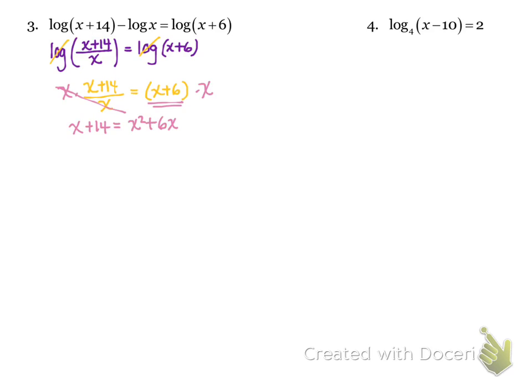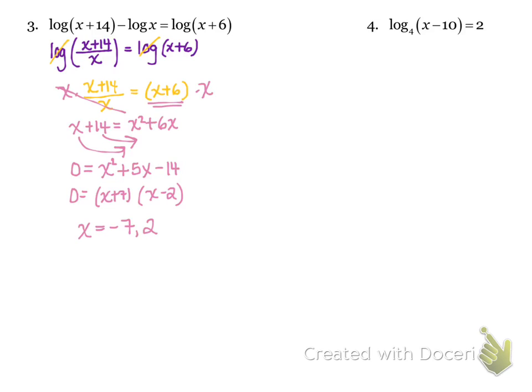So I'm going to pull everything over to the side where I have x squared because I don't want to solve a quadratic when my a value, the coefficient of x squared, is negative. So since it's positive, I'm going to bring the x over here and the 14 over here by subtracting them from both sides. So I get 0 equals x squared plus 5x minus 14. So this can be factored into x plus 7 and x minus 2. So then when we solve, we say x equals negative 7 and positive 2.